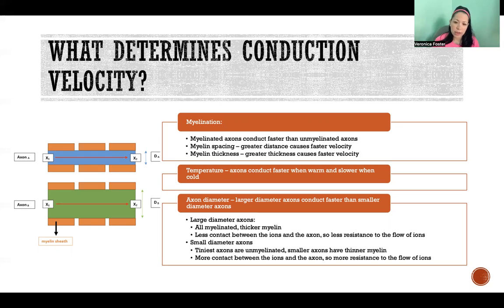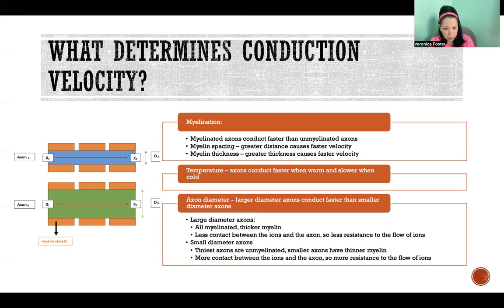And then finally, the axon diameter. Larger diameter axons conduct faster than smaller diameter axons. There are a couple of reasons for this. First, large diameter axons are all myelinated. There are no large diameter axons that are unmyelinated. All large ones are myelinated, and the larger the axon, the thicker the myelin, which, as we've discussed, also is going to speed conduction velocity.